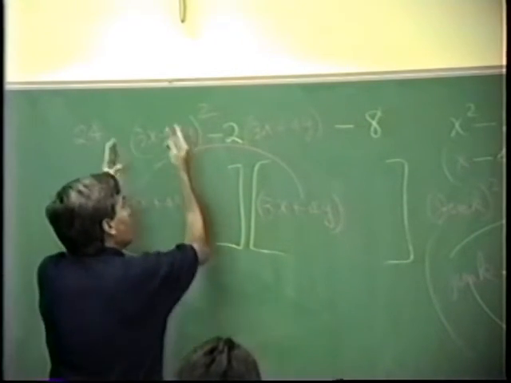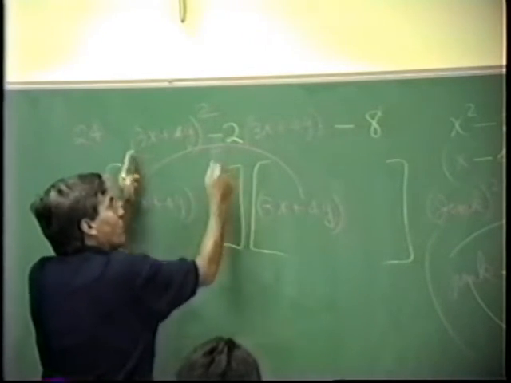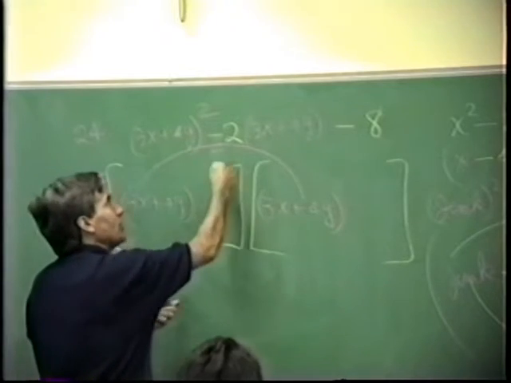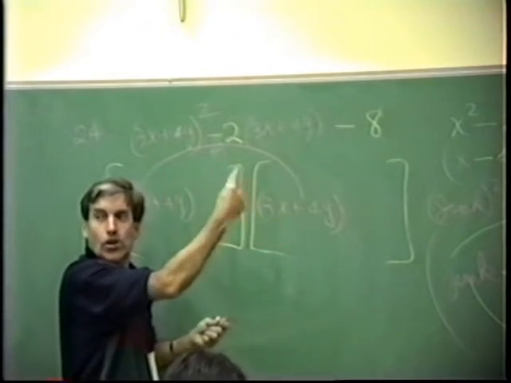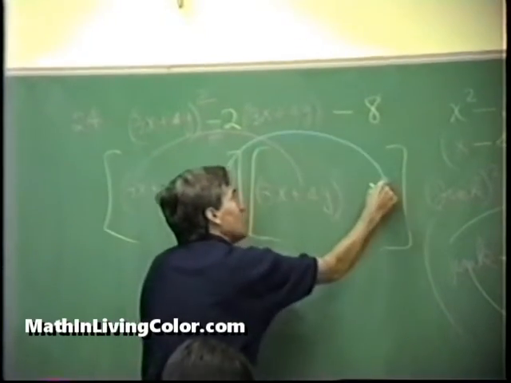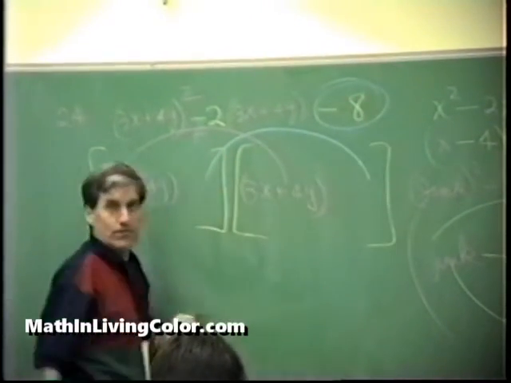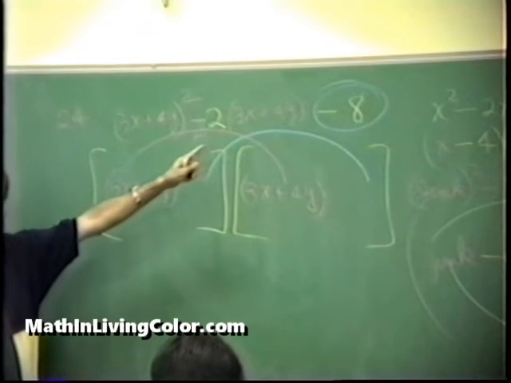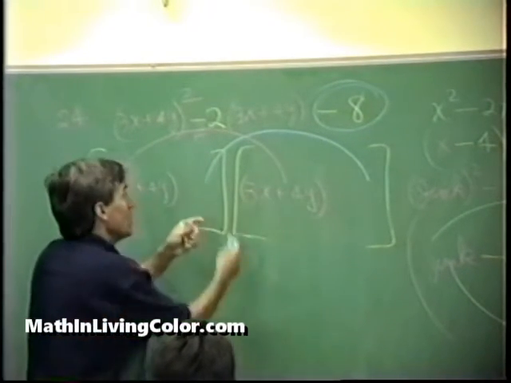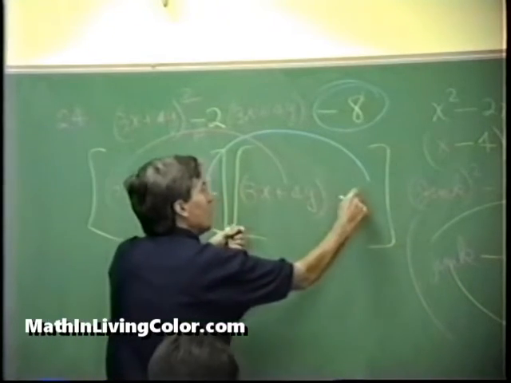Now, after you do the first times first, the F part, then what do we have to do next? Last times last. Remember? F-L-O-I. Last times last. I need to know last times last has to come out to negative 8. So what times what would be 8? 4, 2. That's what we used before, wasn't it? 4, 2. So this is going to be a 4, and this is going to be a 2.